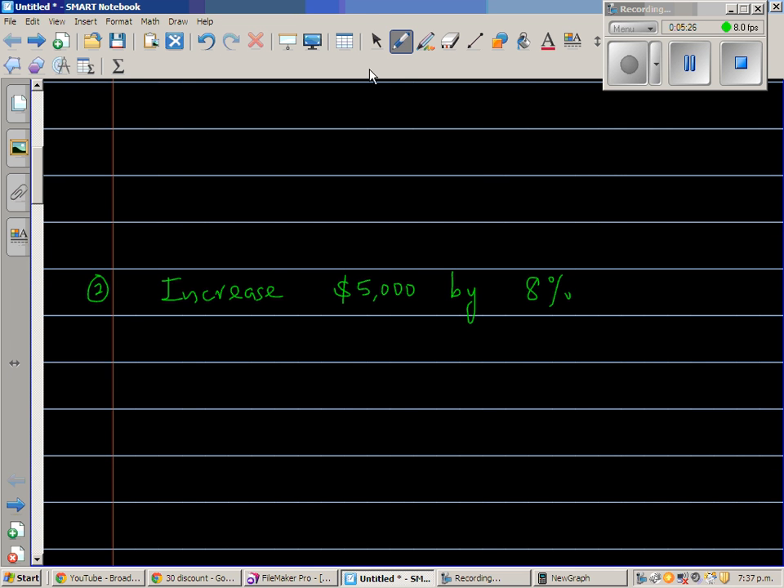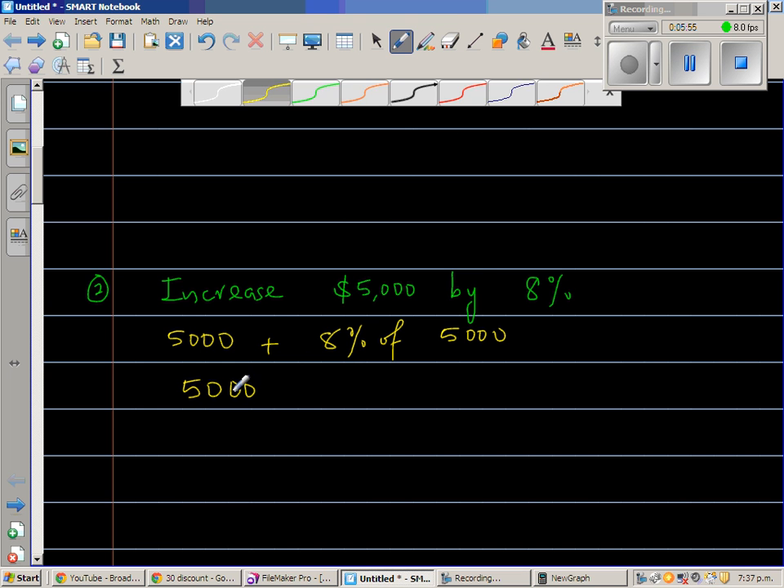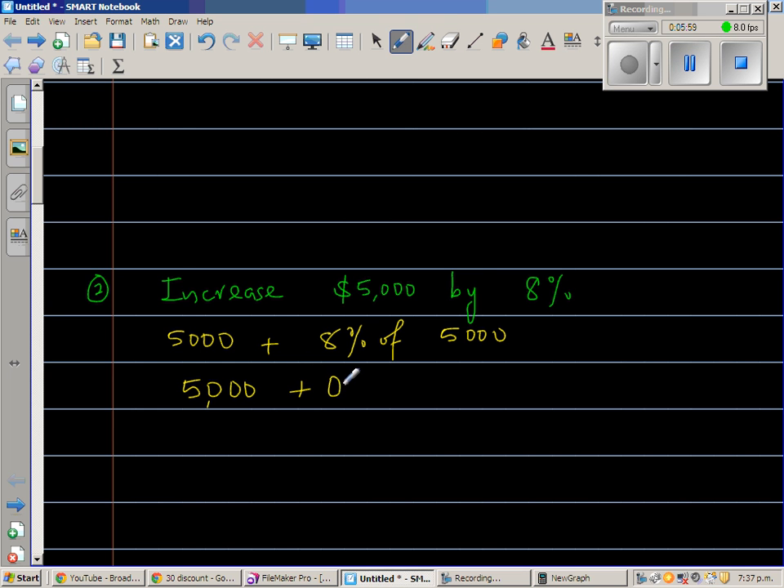Increase $5,000 by 8%. So this is 5,000 plus 8% of 5,000. This is the same as 5,000 plus 8%, which is 8 out of 100, which is 0.08. Of means times 5,000. So this is the same as 1 times 5,000 plus 0.08 times 5,000.